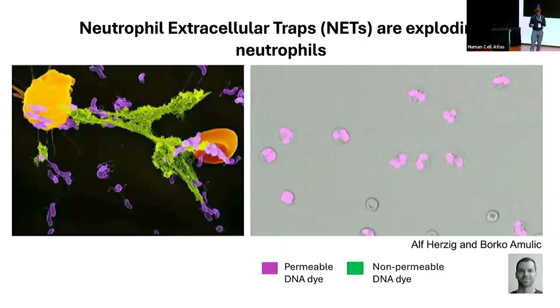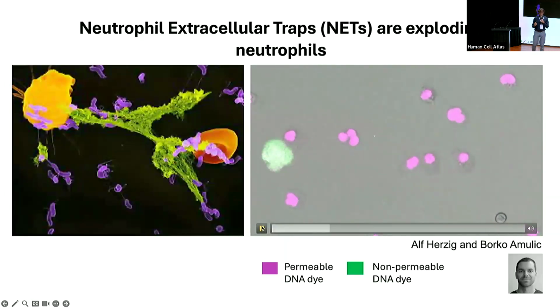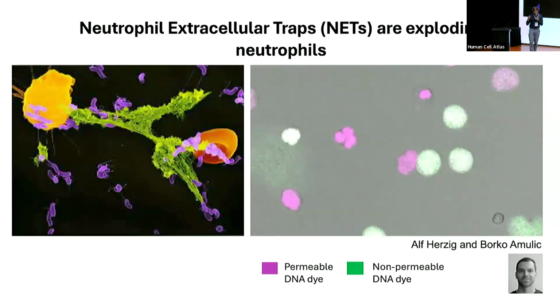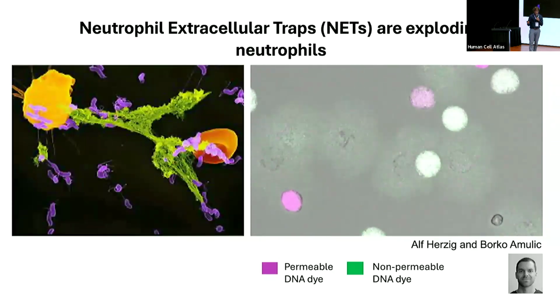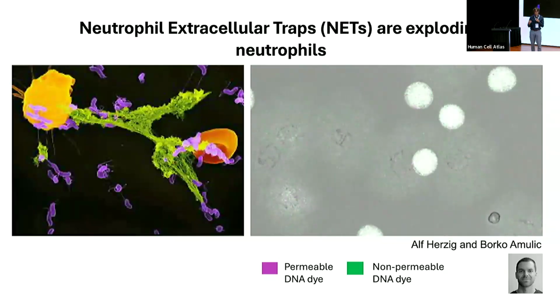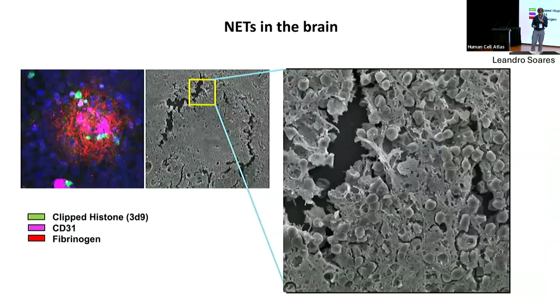This is what a NET looks like. NETs are where the neutrophil explodes and extrudes DNA. And you can see this process in action here. We use a DNA dye that doesn't get into the cells, that's the purple, and then the green that does get in, that's outside. You can see the neutrophils exploding. And you can only imagine what this, with the DNA, toxic granule proteins, and histones, does to your vasculature. In many inflammatory disorders and cancers, this is a critical source of vascular damage.